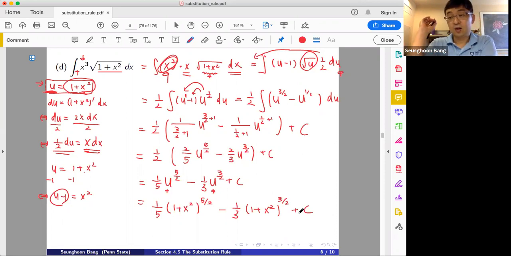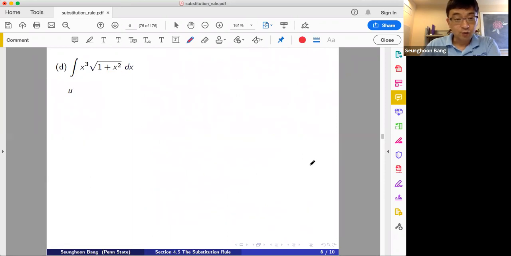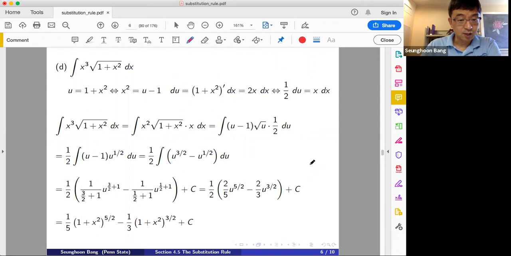Okay, so what do you think? So far so good? Does it make sense? Okay, good. The next tip. So we are going to the next problem. The procedure is like this.